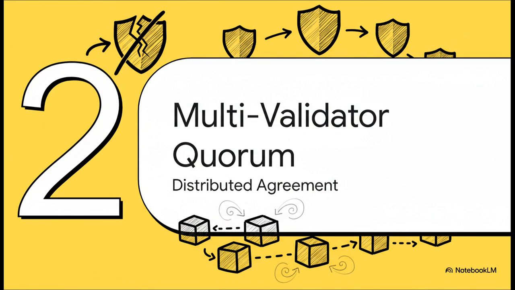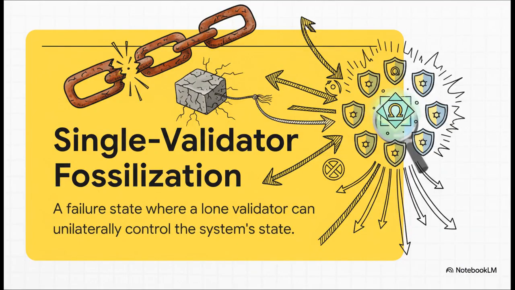Well, that's where the first core mechanic comes in, the multi-validator quorum. The whole architecture is designed to prevent this one specific nightmare scenario they call single validator fossilization, and it's as bad as it sounds. It's what happens when one lone validator, maybe it's been hacked, maybe its software is just ancient, gets to unilaterally decide what's true and what isn't. It can essentially hold the entire network hostage.